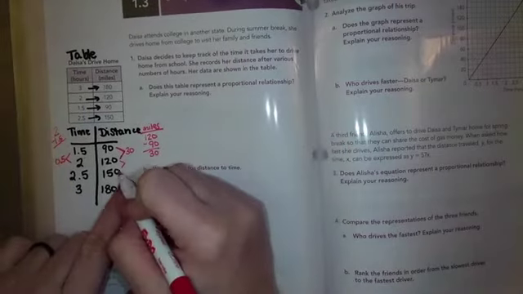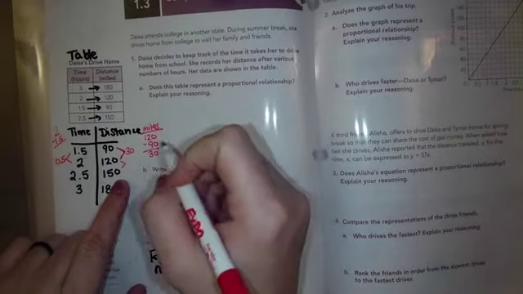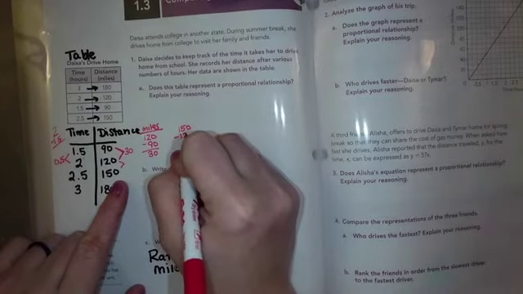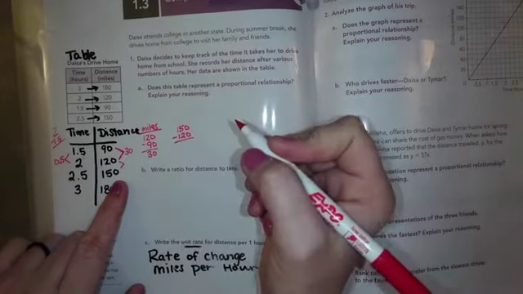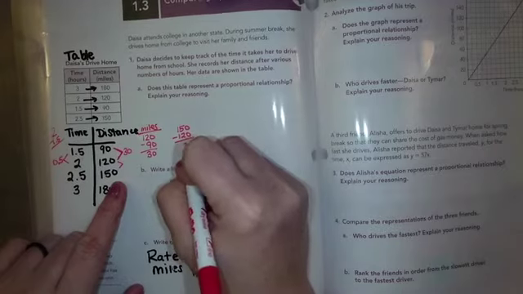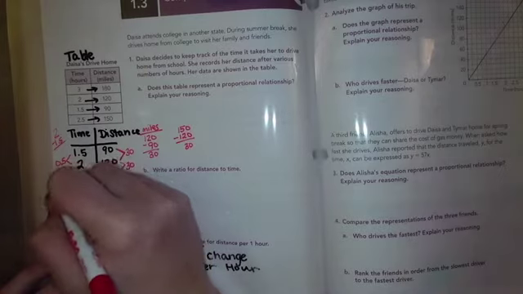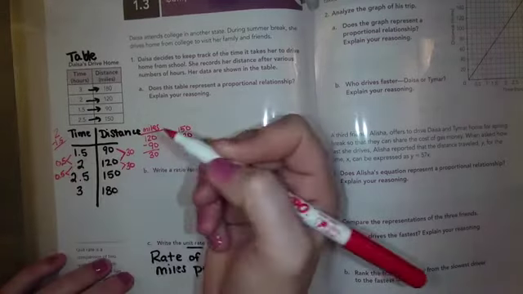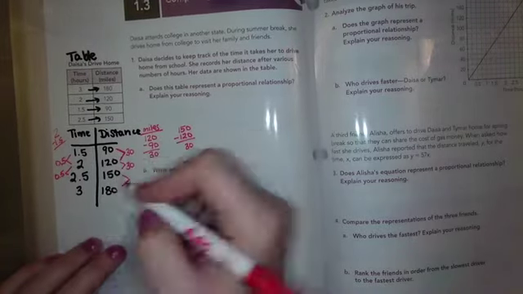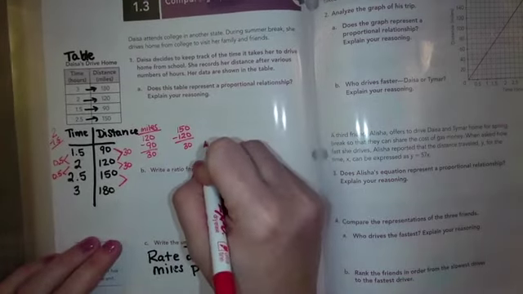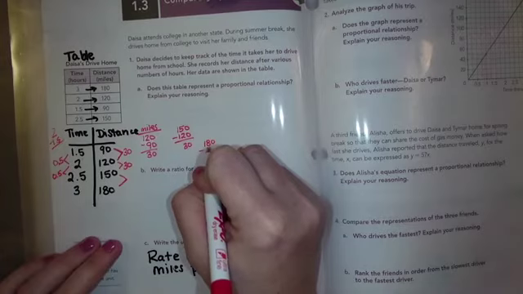So again, you're going to take this ending, so where she stopped, minus where she started, and that's going to give you the difference. So that's also 30 miles. 2 to 2.5, well, that's also half an hour. 150 to 180, I bet you that is going to be 30.